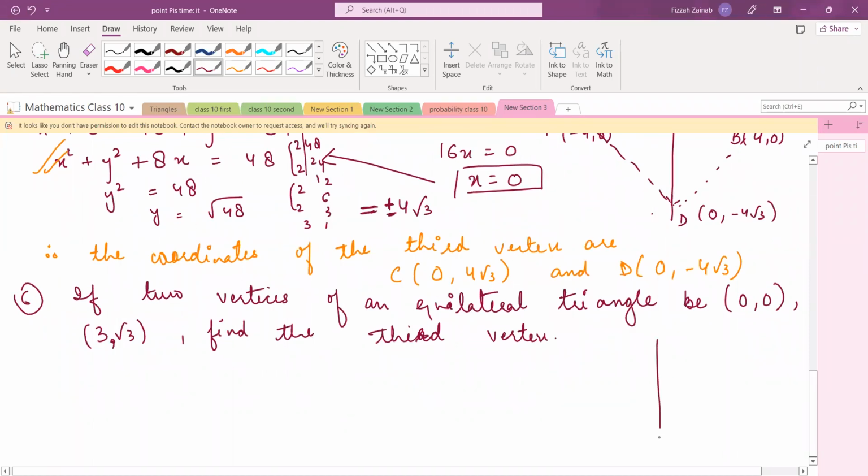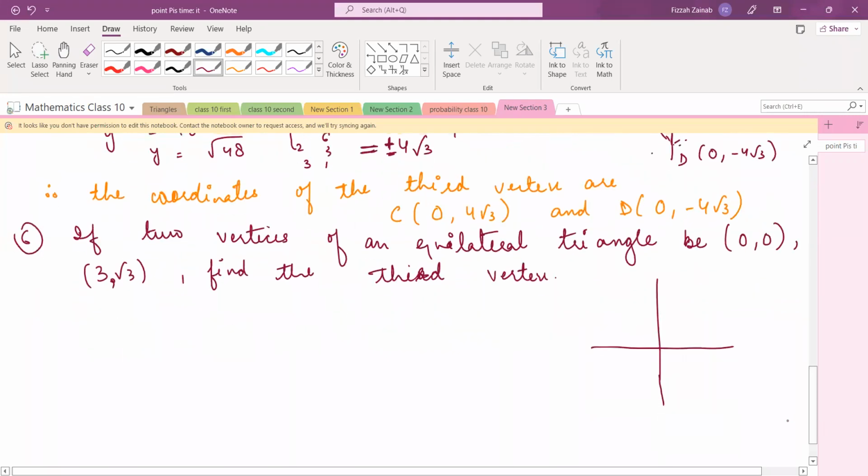So how will the figure look this time? Now try to understand where the point lies. One vertex is obviously (0, 0), right? This is one vertex of the triangle. Now here you can see both x and y coordinates are positive. That means first quadrant, isn't it?